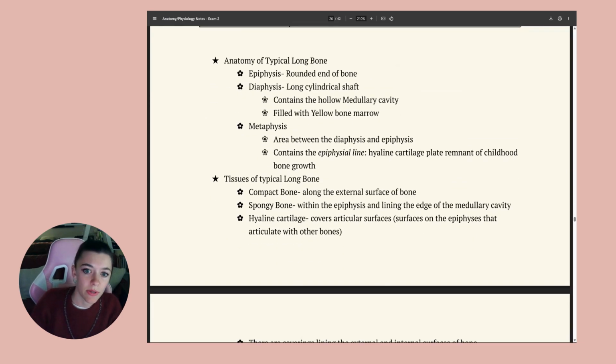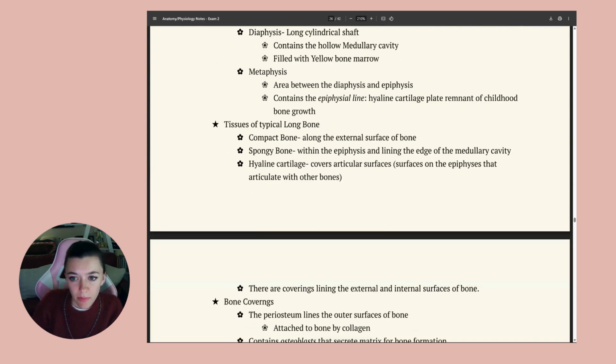Anatomy of the typical long bone. So there's going to be 3 parts to it that you're going to want to remember: your epiphysis, your diaphysis, and your metaphysis. Your epiphysis is the rounded end of the bone. Epi, just remember that a little bit. Rounded end of the bone. Diaphysis is the long cylindrical shaft. It contains the hollow medullary cavity, and it's filled with yellow bone marrow.